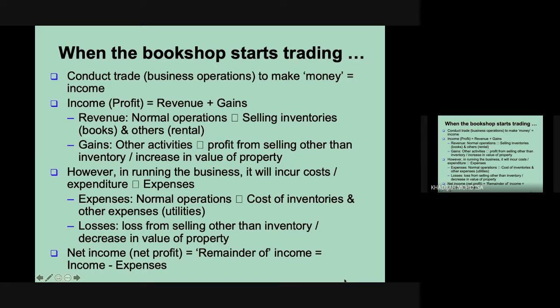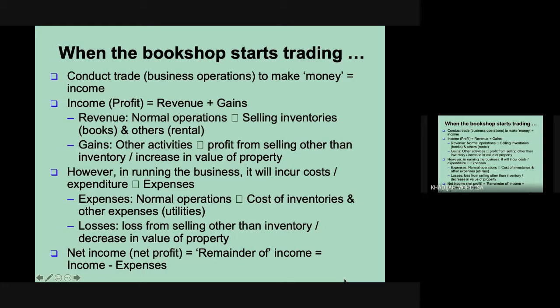Expenses under normal operation is the cost of your inventories. For example, in the case of the bookshop just now, what is the cost of the books? I think it was 3,000 ringgit. So that's the cost. But how much is your selling price? That is different. And other expenses, for example, you have to pay for utilities, for electricity, you have to pay your staff. All these are expenses. Salary, for example.